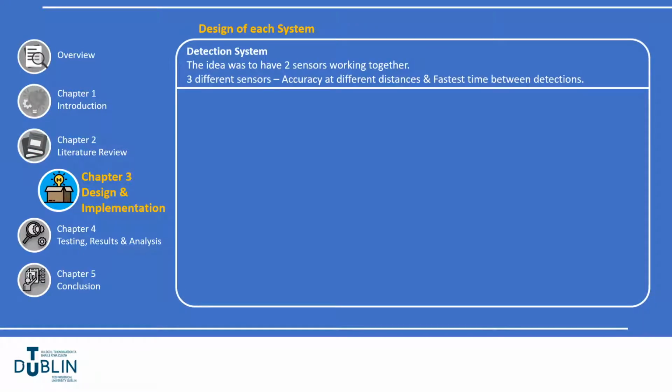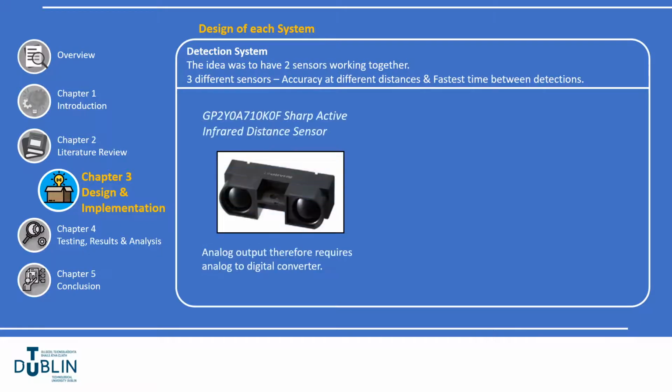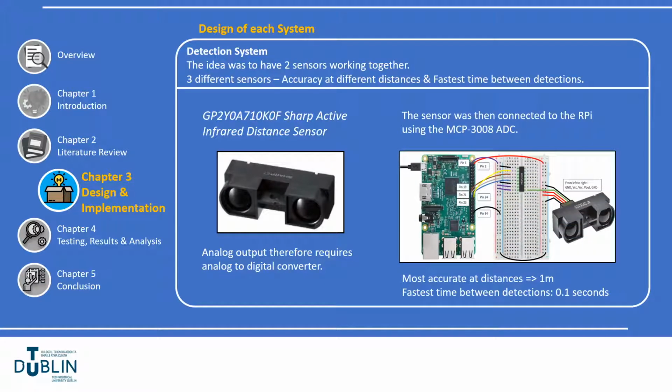The first system that was designed was the detection system. The idea was to have the detection system consist of 2 sensors working together. 3 different sensors were tested for their accuracy at different distances and fastest time between detections. Comparing the results of each sensor, the sharp infrared distance sensor was found to be the most suitable. The sensor was then connected to the Raspberry Pi using the MCP3008 analog to digital converter as shown in the diagram.